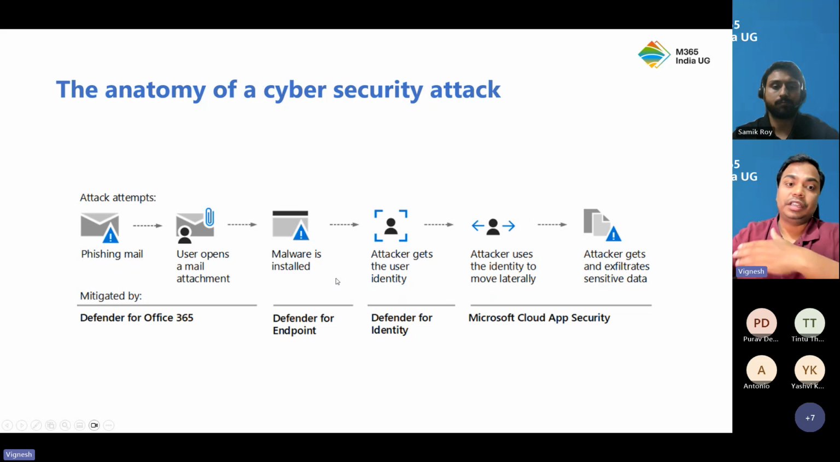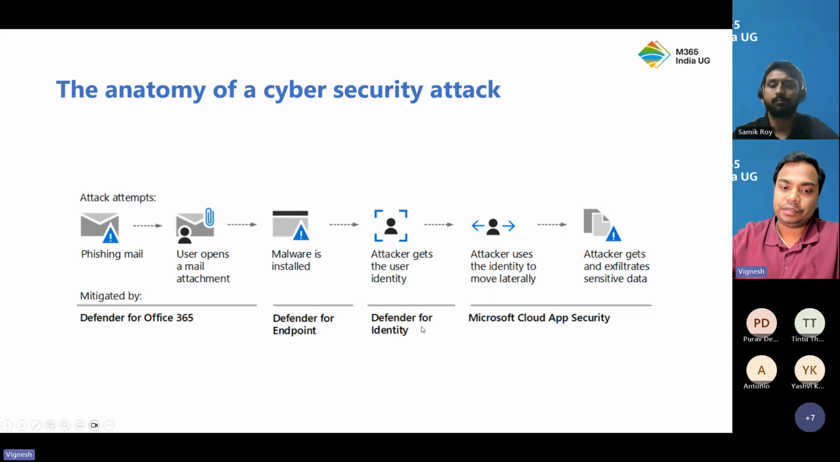Now, let's say the attacker kept going, right? And he gained access to the credentials. The attacker gets the user's identity. So your Defender for Identity comes in, as he gets the access and he's laterally moving. He's going to your domain controllers because he wants to cause some damage there, right?